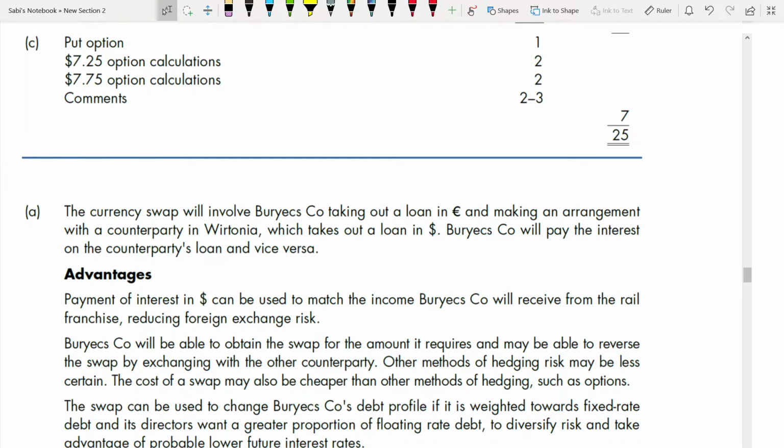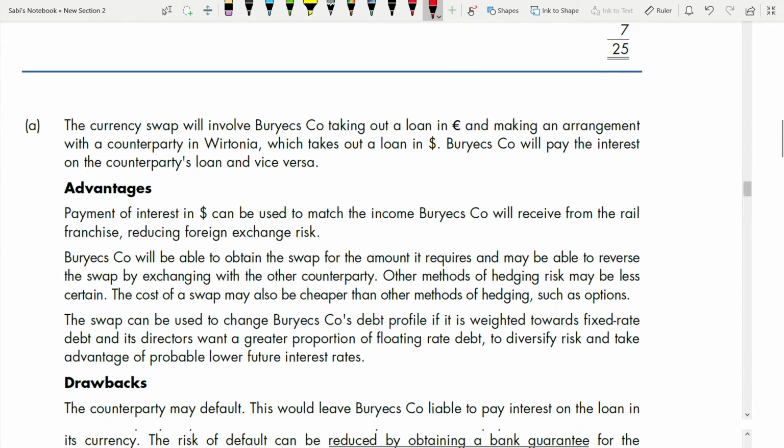So let's first see what they have given in the definition. The currency swap will involve the Brewers company taking out a loan in euro and making an arrangement with a counterparty in Virginia which takes out a loan in dollar. So the Brewers company will pay the interest on the counterparty's loan and vice versa. That's what swap means.